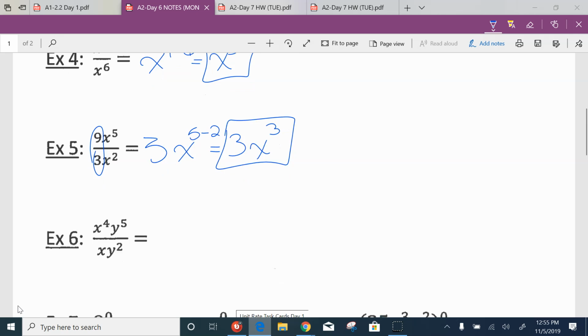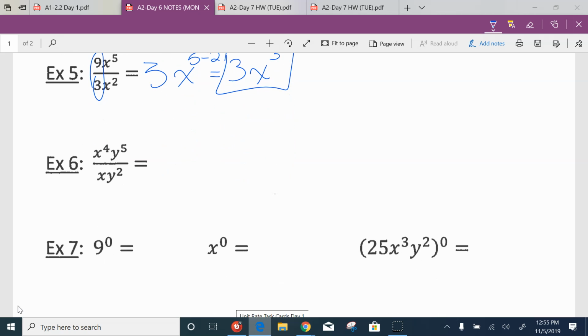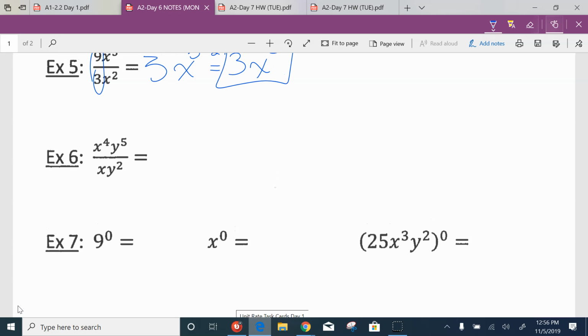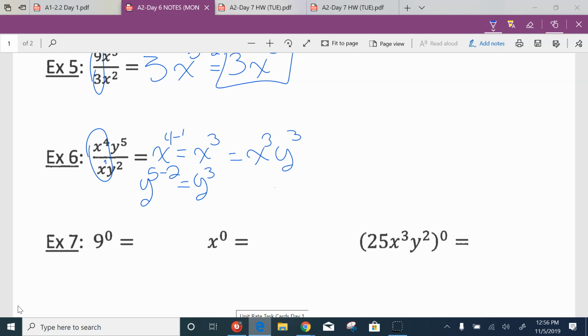For example 6, what we're going to do here is practice the quotient rule. We have x's that start off our expression here, x^4 over x. That means I'm going to have x to the 4th minus the 1 that I had from the bottom, which gives me x to the third power. If I deal with the y's now, in the same exact way, I have a base of y, a 5 on the top exponent, a 2 on the bottom exponent, that gives me y to the third power. These are both positive answers, so really all I end up with is x cubed times y cubed. And there's my final answer.